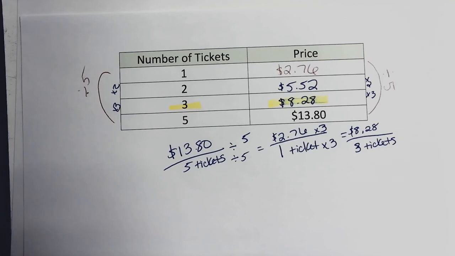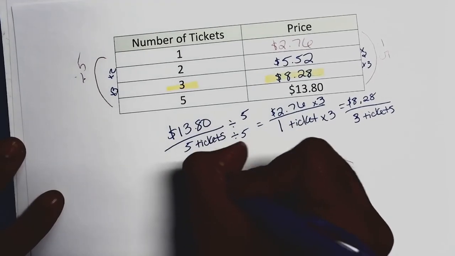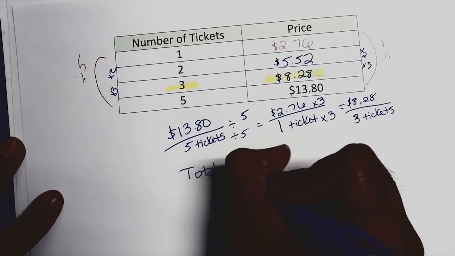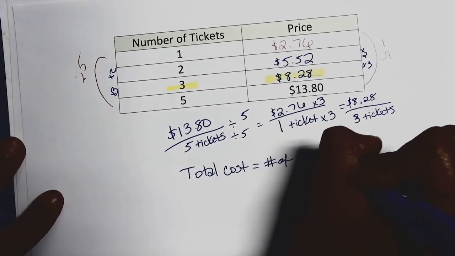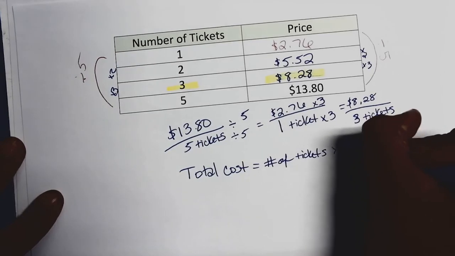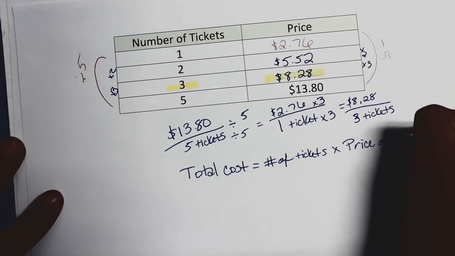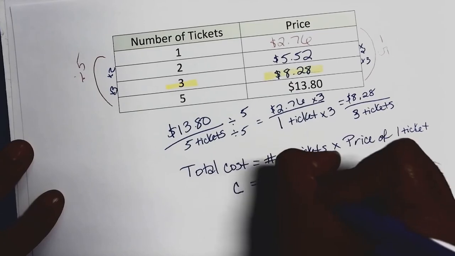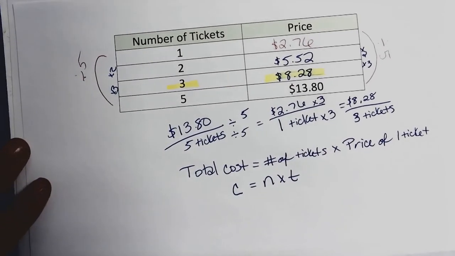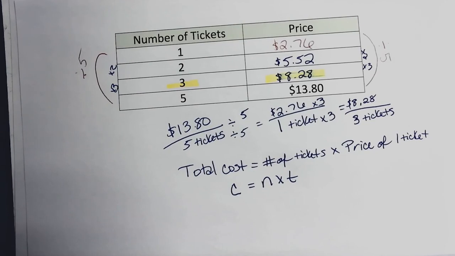So the last method we use is an equation. What is an equation we could use to solve this situation? You might have said something similar to this one. So my equation I can use is the total cost equals the number of tickets times the price of 1 ticket. I'm going to let that represent C equals N times T, where C equals the total cost, N equals the number of tickets, and T equals the price of one ticket.